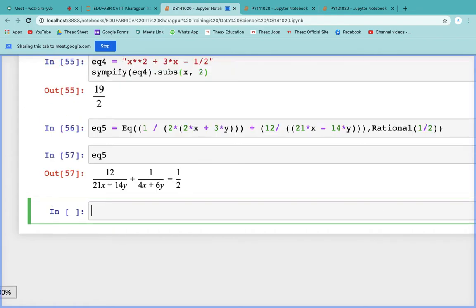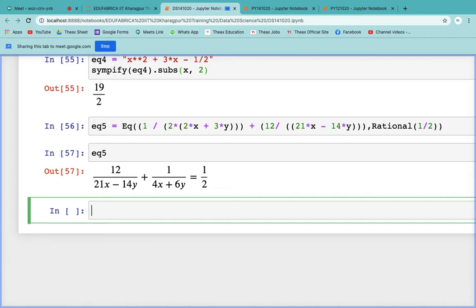This is the question. 12 upon 21x minus 14y plus 1 by 4x plus 6y is equals to 1 by 2. Answer. X, y.